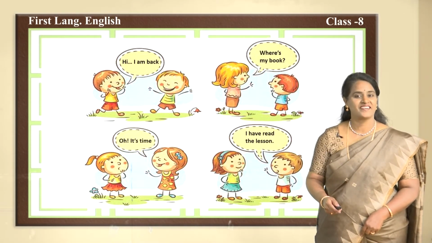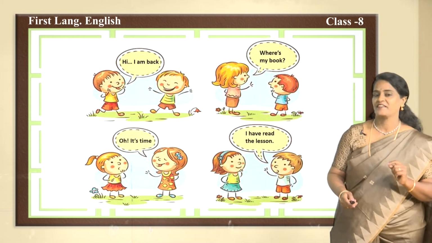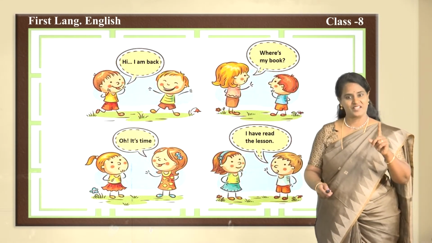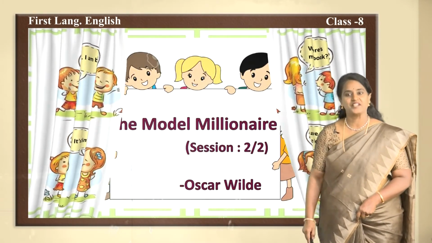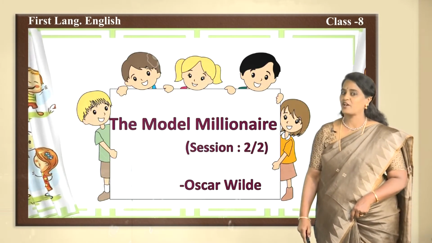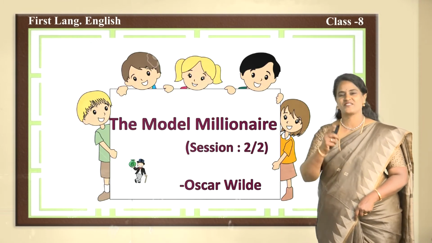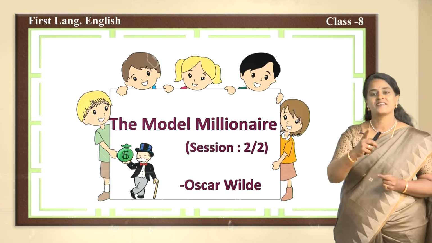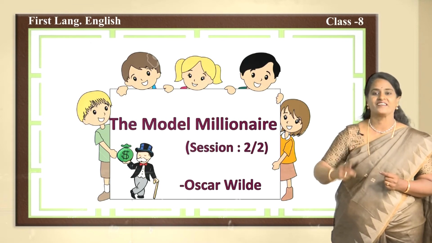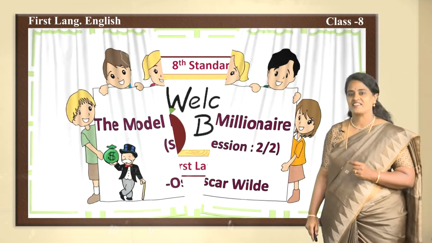We were in the lesson, The Model Millionaire. You recall? We went through the text, and today we shall continue the lesson. You enjoyed reading last class? Yes, we continue. Let's see what happened. Did they both marry? Who is it? Hughie and Laura, right? Yes, and here we go.